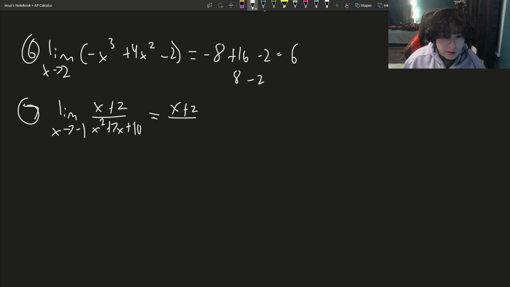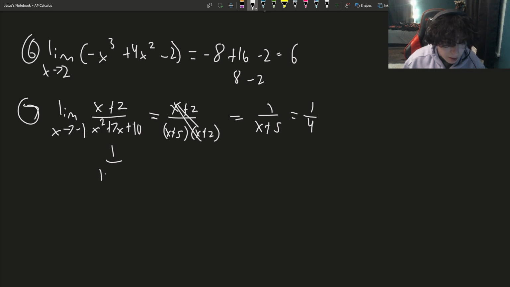You could just factor this with x plus 5 and x plus 2. Cancel that out, both of them, and then you get 1 over x plus 5. You plug in -1, and you get 1 over 4. And if you were to plug in -1 from just here, you would get 1 over, and then -1 squared is just 1, minus 7 plus 10. -7 and 10 gives you 3, plus 1 is also equal to 1 over 4. It doesn't really matter, but overall it's just better like that, to be able to cancel them out.